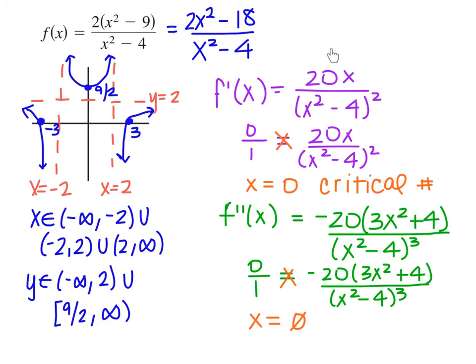So here's what I get for my first derivative, and when I set it equal to 0, I cross multiply with 0 over 1, and this part zeroes out, so I get 20x is equal to 0. That means x equals 0 is a critical number. I then take this, using the quotient rule, I find the derivative there, and this is what I get for the second derivative. I set that equal to 0 over 1, cross multiply, and I'm not going to get any real numbers there, because it's going to end up that 3x squared plus 4 is equal to 0, and there's no real number that solves for x there.